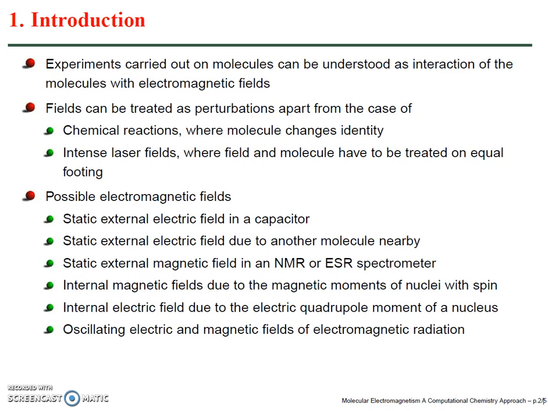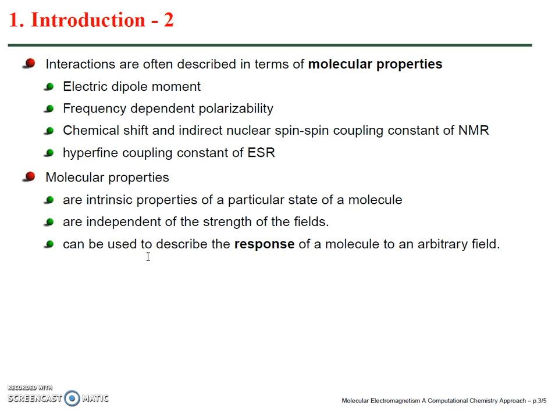Similarly, nuclei with a spin larger than 1/2 will have an electric quadrupole moment, and this electric quadrupole moment will lead to an electric field inside of the molecule. And then of course we have the oscillating electric and magnetic fields of electromagnetic radiation. The interactions of molecules with these fields are then often described in terms of what we call molecular properties.